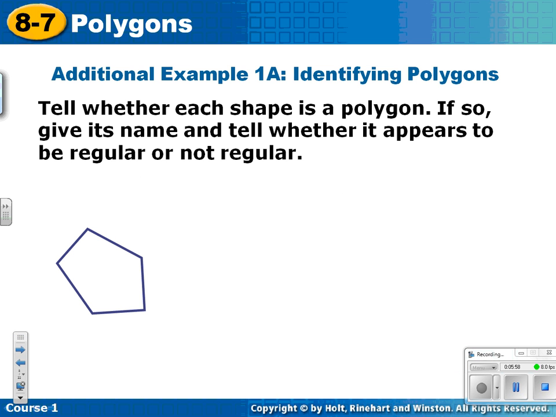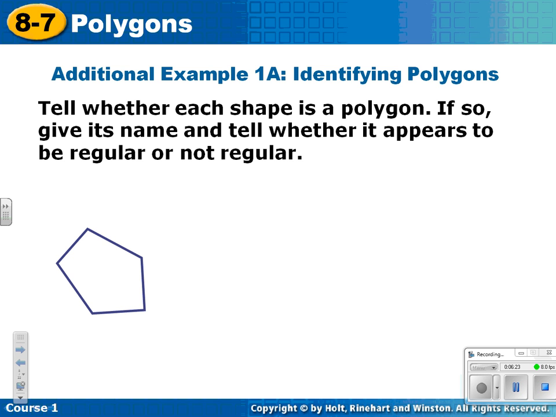Okay. First part of your homework. You have a couple different parts to your homework. This is your first part. Tell whether each shape is a polygon. If it is a polygon, tell me its name and whether it appears to be regular or not regular. So first of all, first question, is it a polygon? Lacey? Yeah. Yes, it is.